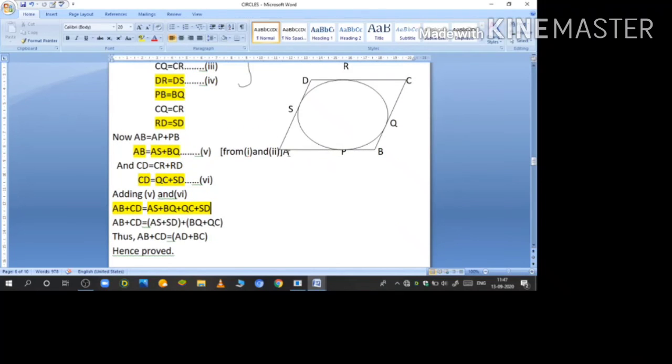Thus, AB plus CD, the LHS, is equal to AD plus BC, because AS plus SD is nothing but AD, and BQ plus QC. You can see that AS plus SD can be written as the total length AD, and BQ plus QC, the total length can be written as BC. Hence, the statement is proved.